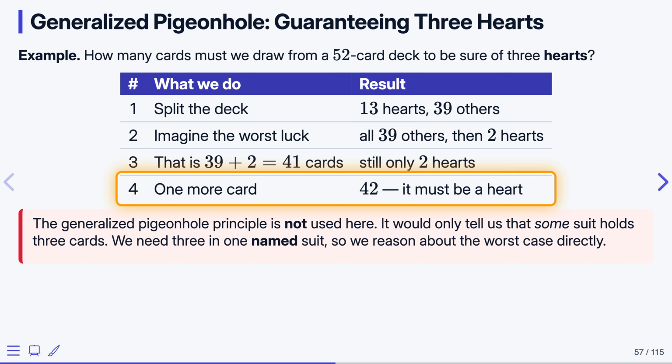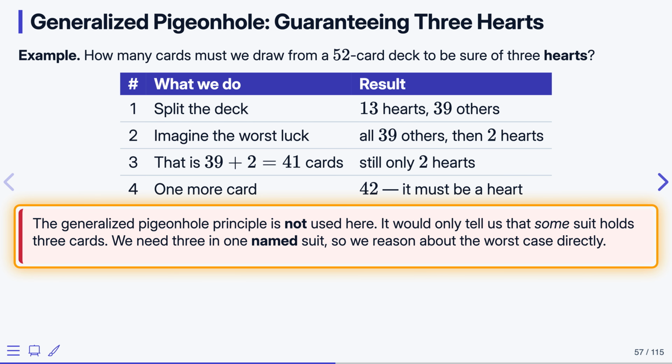42 cards are enough. Notice we did not use the generalized principle. That principle promises 3 cards in some suit, but it does not say which suit. We need 3 cards in one named suit, the hearts, so it does not answer our question, and we reason about the worst case instead.